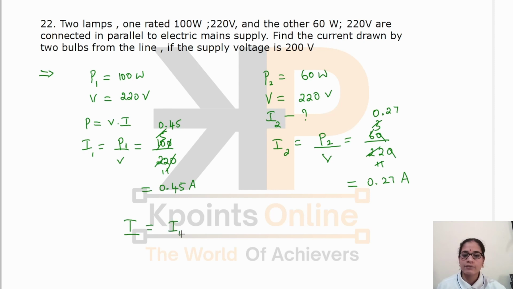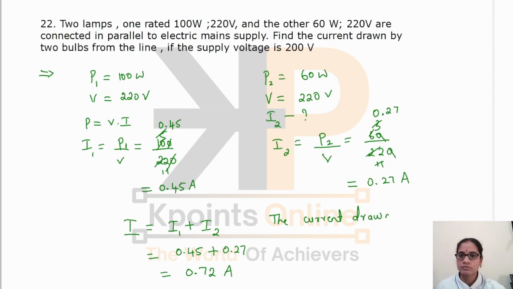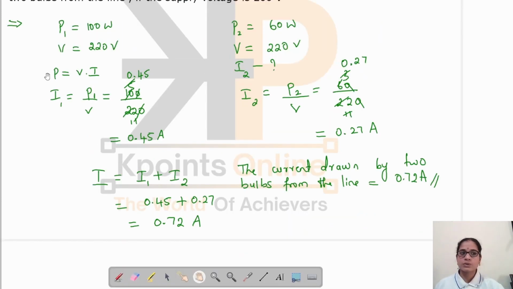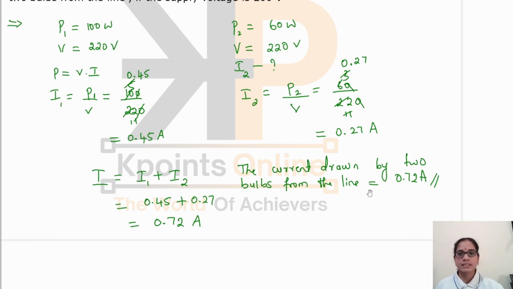So the total current drawn by these two bulbs from the main source will be equal to I is equal to I1 plus I2. It is equal to 0.45 plus 0.27. It comes out to be 0.72 ampere. So the current drawn by two bulbs from the line is equal to 0.72 ampere.